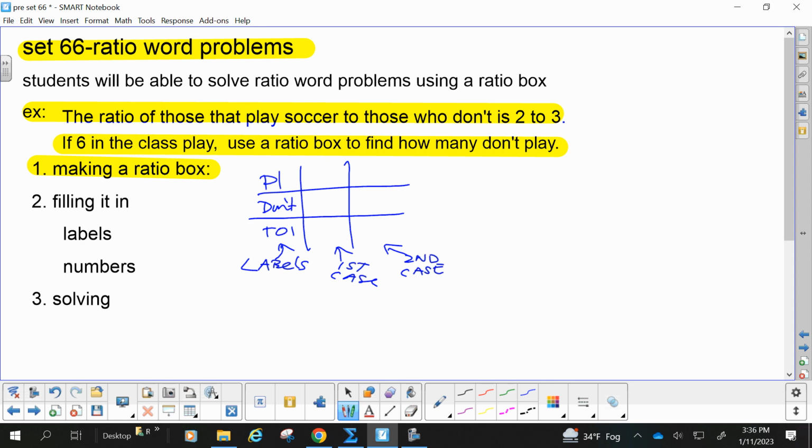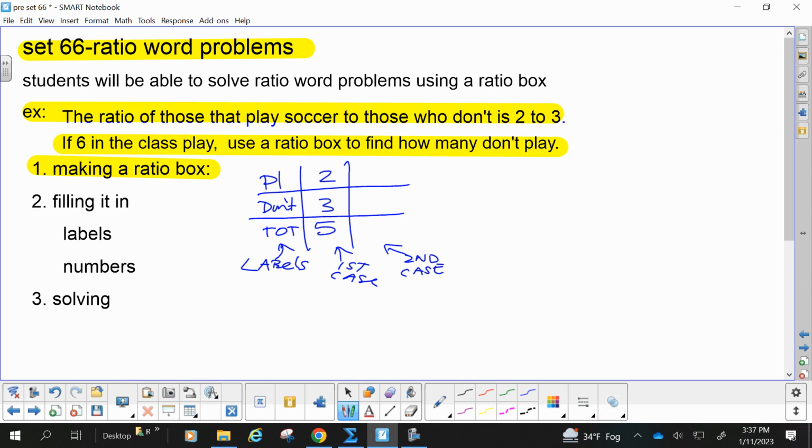Sometimes they'll have a total here, sometimes not. If they don't have it, they don't need it, we'll scratch it later, but put it down, okay? Now, the first case they give me is the ratio of those that play to don't play is 2 to 3. Play is 2, don't is 3, which would mean a total of this simple case of 5. Right? Now they'll walk around and give you a second case.